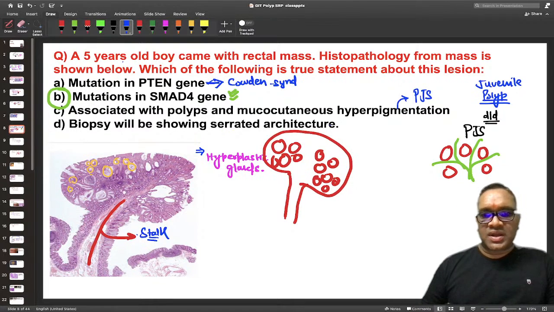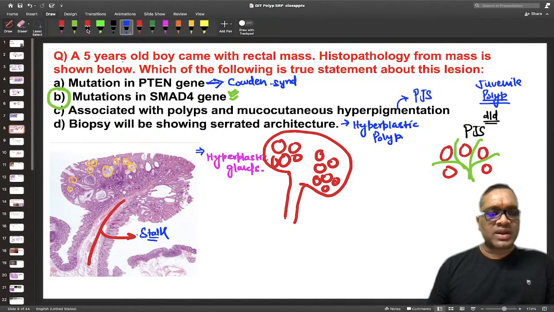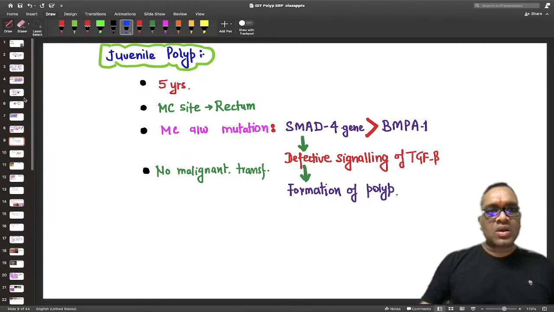Biopsy will be showing you serrated architecture. Just now we have seen that will be hyperplastic polyp, right? So this will be seen in hyperplastic polyp. So now you understood, right answer is mutation in SMAD4 gene, right? Now come to the next one.